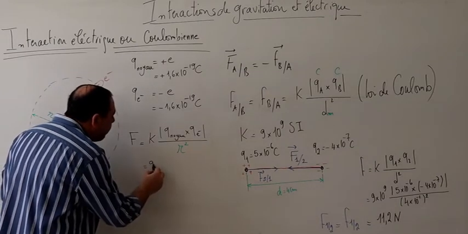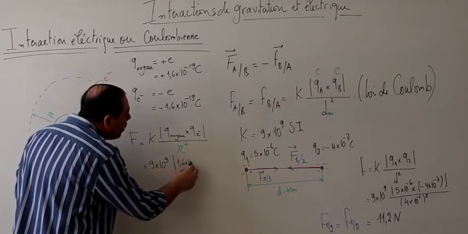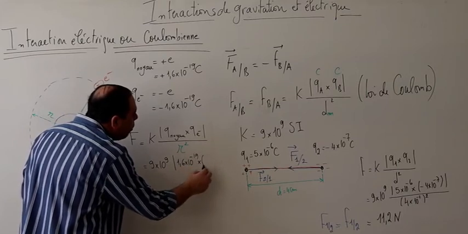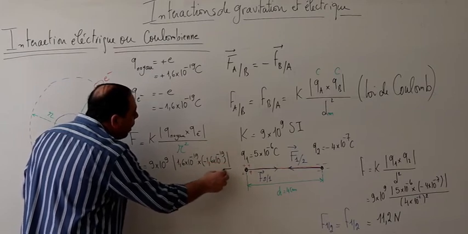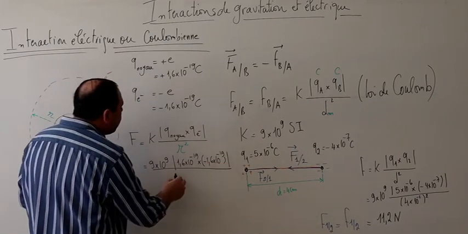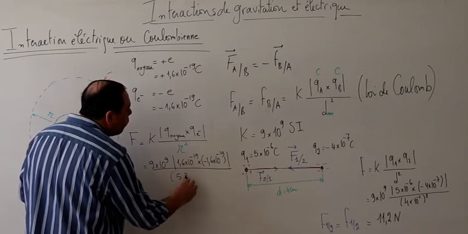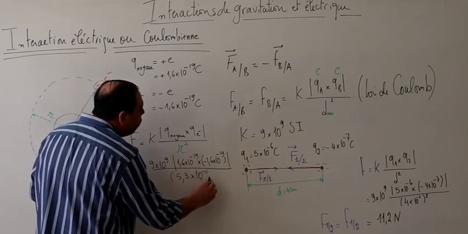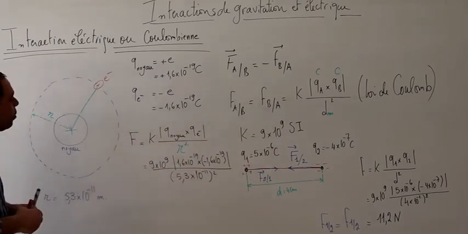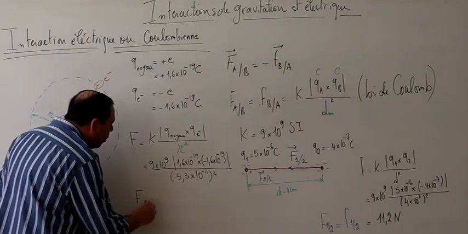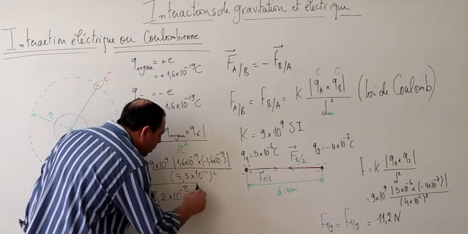By replacing each term by its value, 9 times 10 exponent 9, multiplied by the absolute value of 1.6 times 10 exponent minus 19, multiplied by minus 1.6 times 10 exponent minus 19, over the radius squared, 5.3 times 10 exponent minus 11 squared. All these units are in SI. The magnitude of this force is 8.2 times 10 exponent minus 8 newtons.